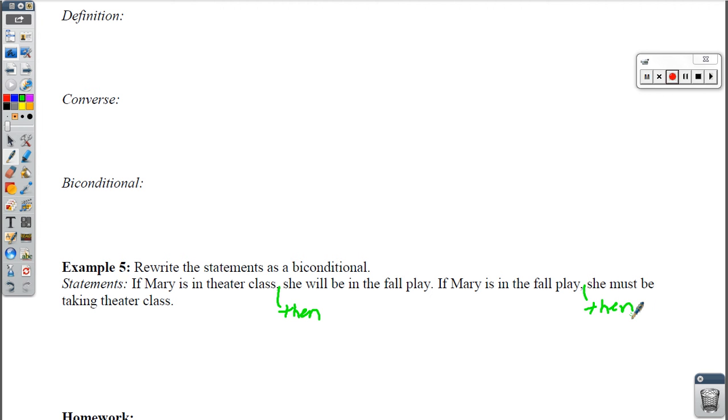In the first statement, we have the theater class first after the if, and the fall play second after the then. In the second statement, they're switched around, so the fall play is first and the theater class is second. So we can write this as a biconditional. What we would do is take the two statements, Mary being in theater class and Mary being in the fall play, write the two statements down and put if and only if between them.